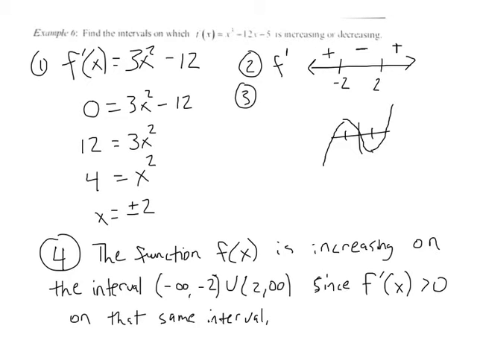So this is basically how you would write out your answer with a justification. You'd say that the function f of x, so you actually have to name the function, is increasing on these intervals. So here are our x values. It matches up with what we see on our sign chart up there. And the justification or the reason, because we have this test, is since f prime of x is greater than 0 on that same interval.